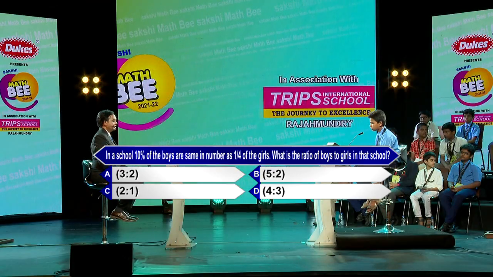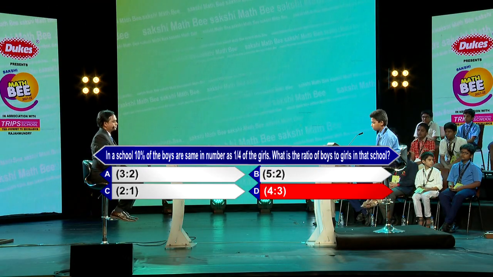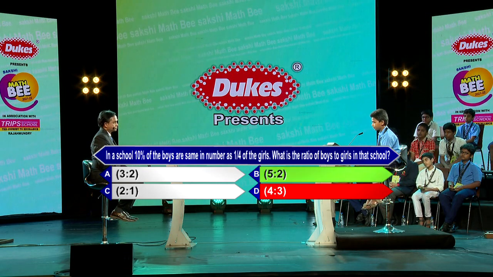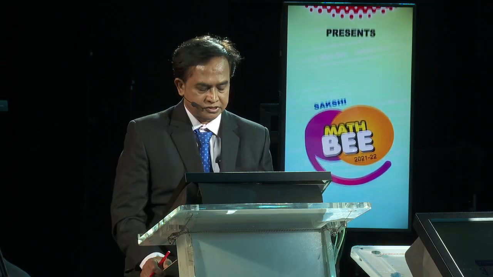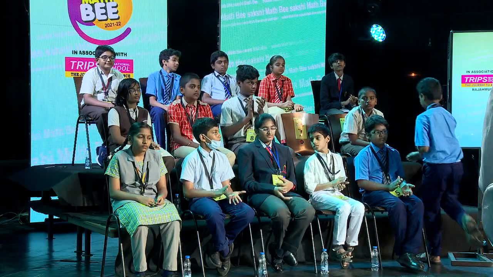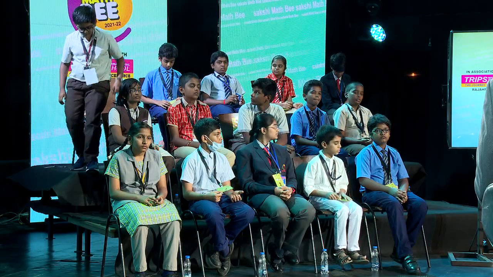Option D. Kindly lock option D, 4 is to 3. Option D, 4 is to 3 is the wrong answer. I'm so sorry. Option B, 5 is to 2 is the correct answer. May I call Sajid Rehan from KKR Gautam School, Vijayawada.